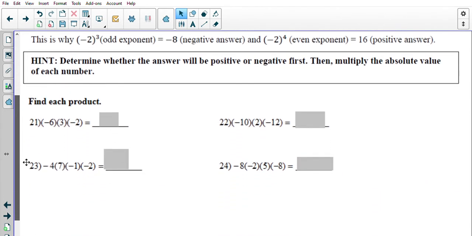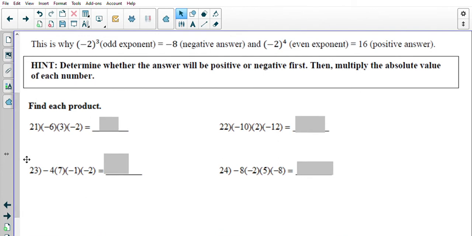So when we go to multiply these in 21 through 24, I do suggest that you count up the number of negatives first, figure out if your answer is going to be positive or negative, and then multiply from there. And work smarter, not harder. You don't have to go left to right. You can multiply in whatever order you want.